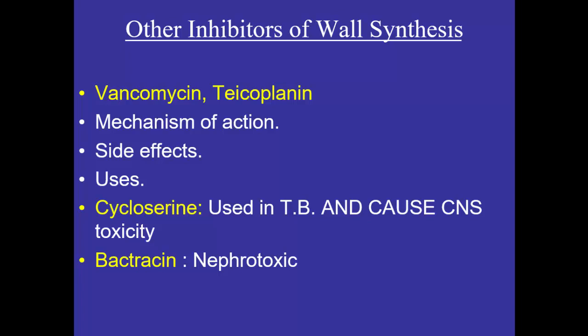Bacitracin. It inhibits cell wall synthesis by inhibition of the second step of cell wall synthesis, which is elongation of the peptidoglycan layer and transfer of this peptidoglycan outside the plasma membrane. It is active against gram-positive bacteria and used topically in Staph aureus infection.